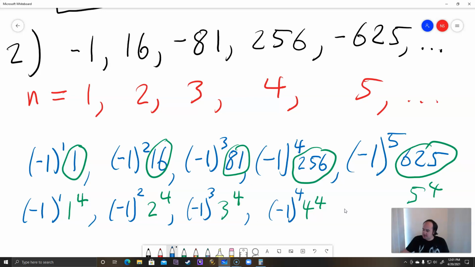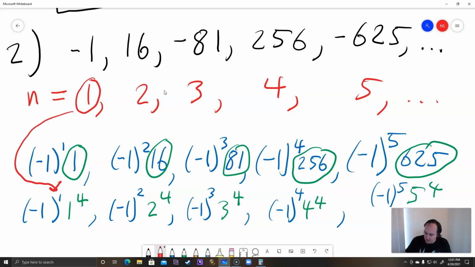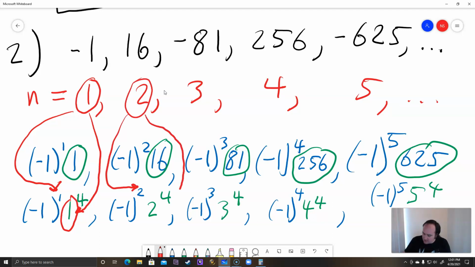So as we can see here, we have a nice pattern. So let's circle the places where we're plugging in n. So it looks like we're plugging in n equals 1 right here for that exponent, and then right here for the base. Same thing for 2. If we're plugging in 2, we have 2 for this exponent right here, and then we have 2 for this base right there.